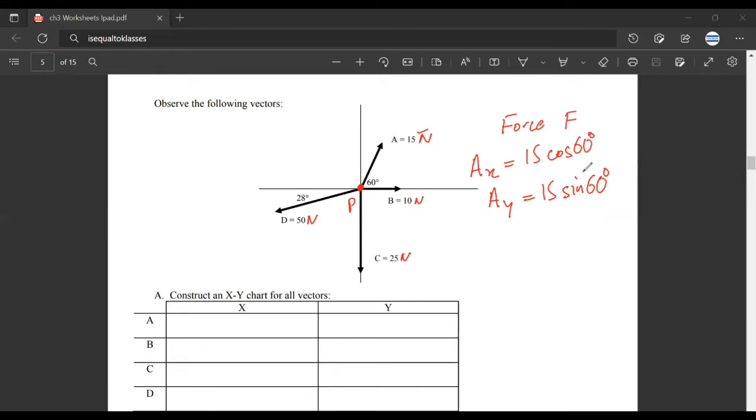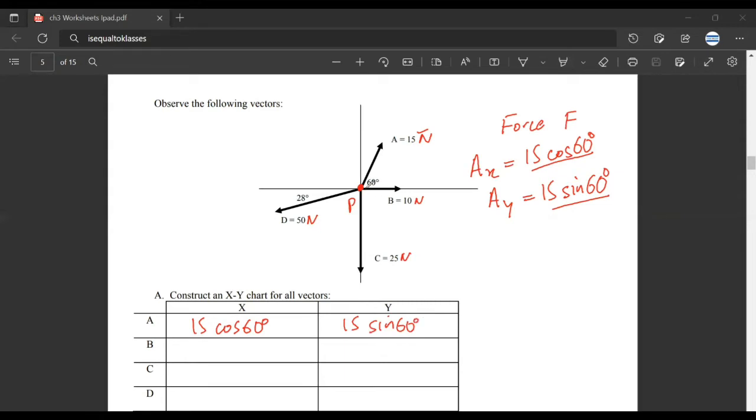Yes, sir. So I can calculate this. Of course, I can calculate this and find the answer. But right now I am just writing this as 15 cos 60 and 15 sin 60. Chris, is it okay? Yes, sir.